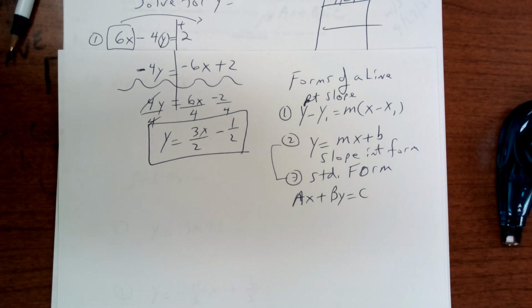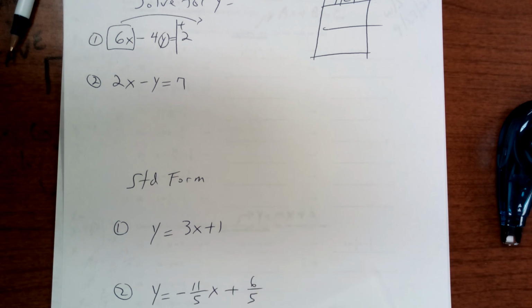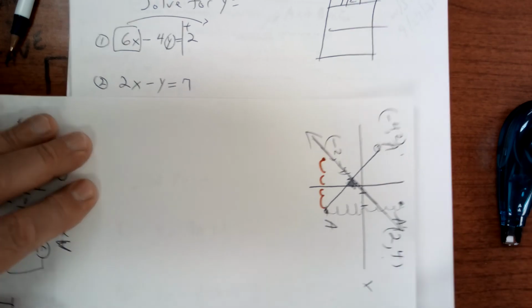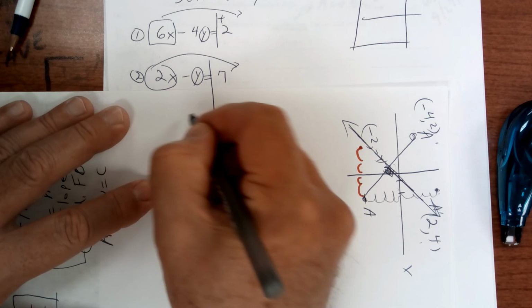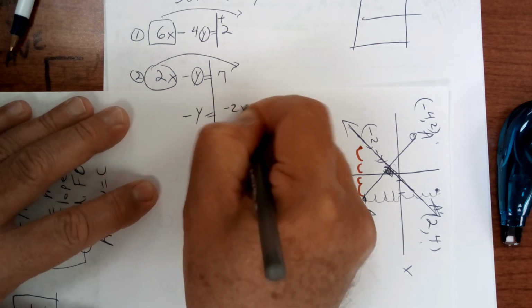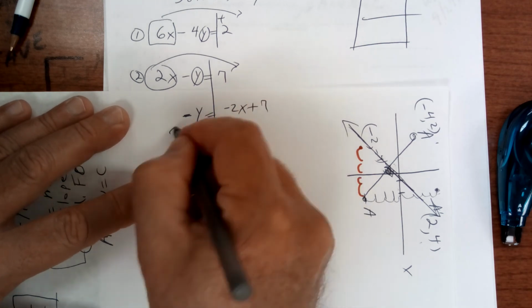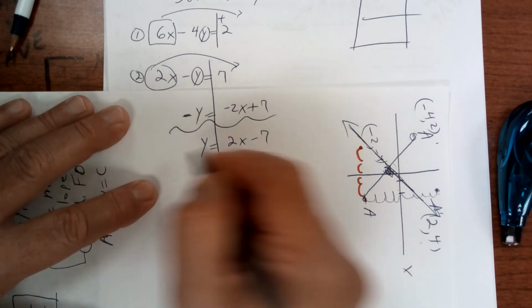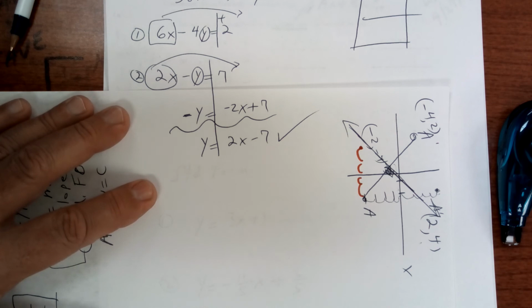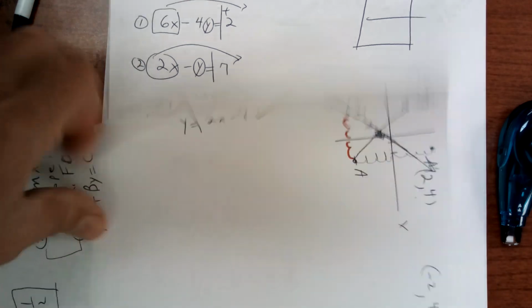Okay? All right, let's do one more here, and then we'll talk about standard form. This one, you're going to draw a line, circle the y, you're going to move the 2x over here. So you get negative y equals negative 2x plus 7. To get rid of that negative, draw your wave, and then change all your signs. I want to see that wave, okay? There it is, real simple. All right, let's keep moving.